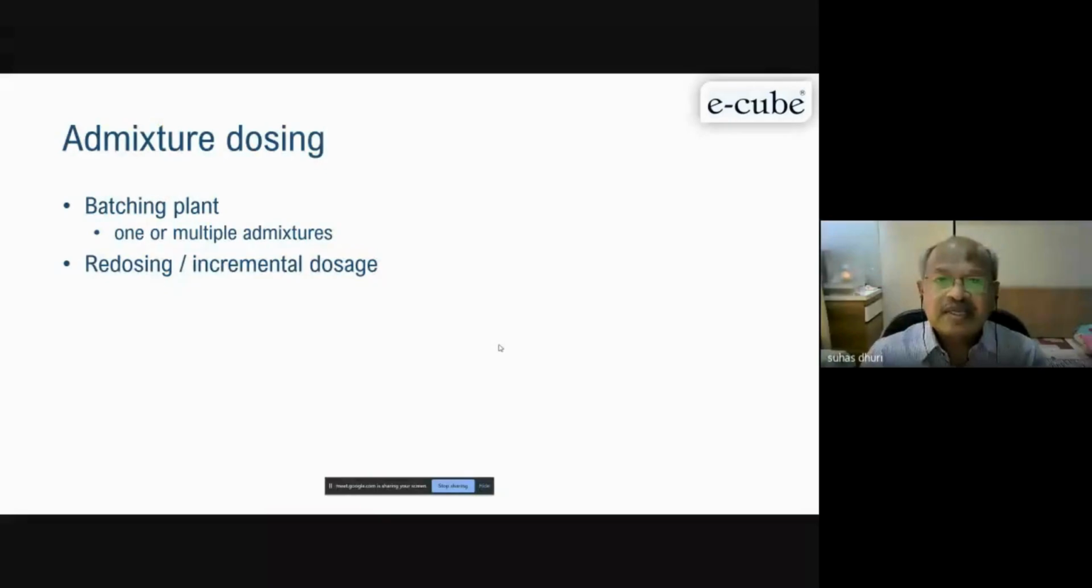The correct practice is you add about 80% water, let your concrete become wet, all your cement particles should be coated with water, and then you add this admixture, which will give better performance as well as your consumption levels will be optimum.